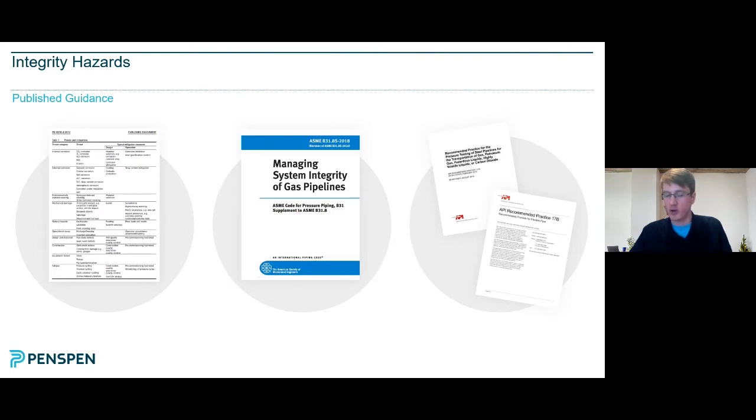But in general, the approach is similar, and what they identify are key hazards. Typical ones would be things like corrosion, both internal and external, mechanical damage from some kind of third-party interaction, and then other risks such as human error, operational issues, and then other things like fatigue.